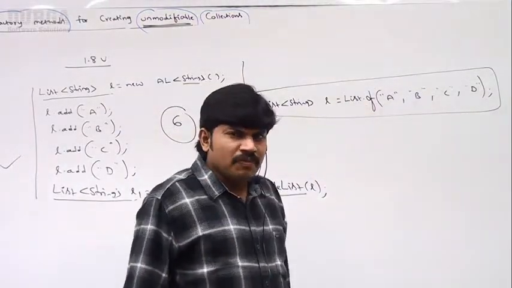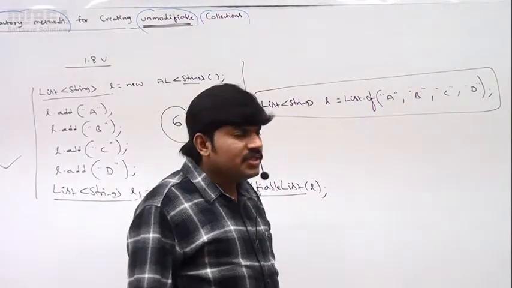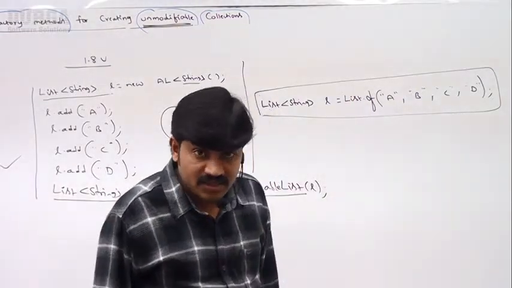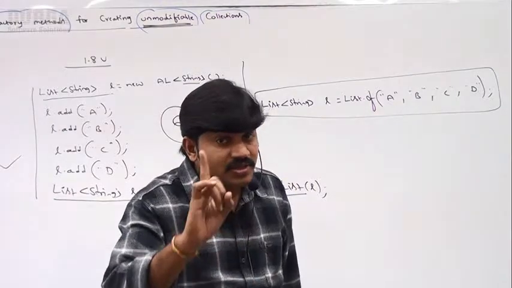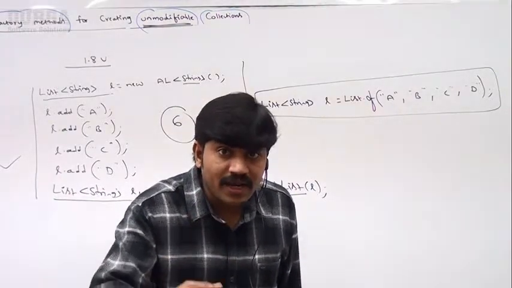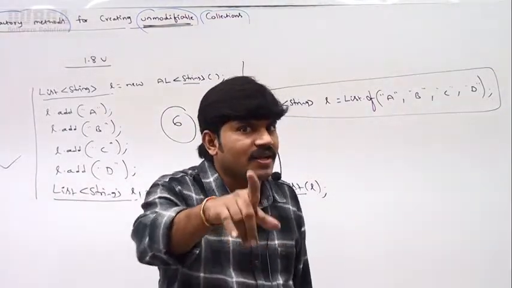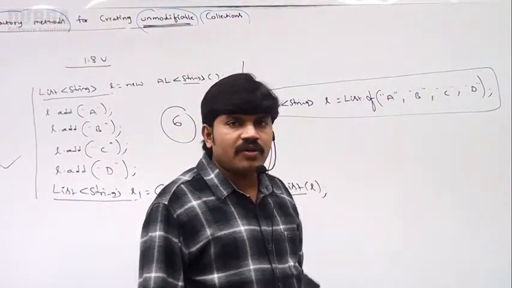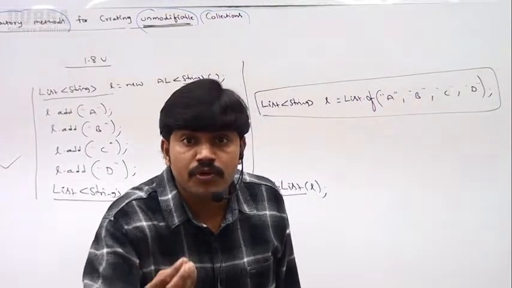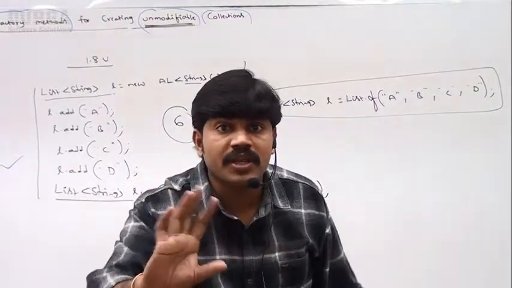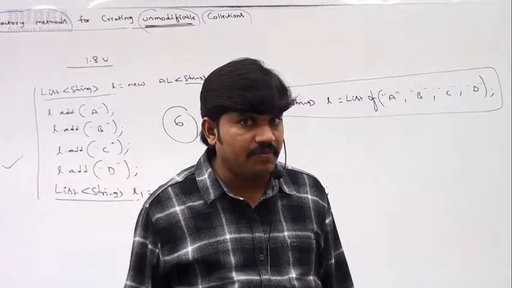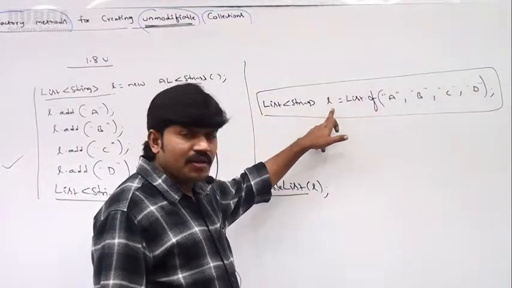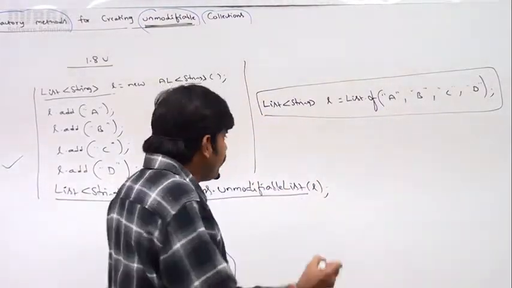Sir, most people are going to feel it is a shortcut way to create a collection object. No, sir. It is the shortcut way to create an unmodifiable collection object. Remember that, unmodifiable collection object. Sir, this of method creates an immutable collection object, not a normal collection object, right? Sir, now is it really immutable or not? Yes. Where is the proof?